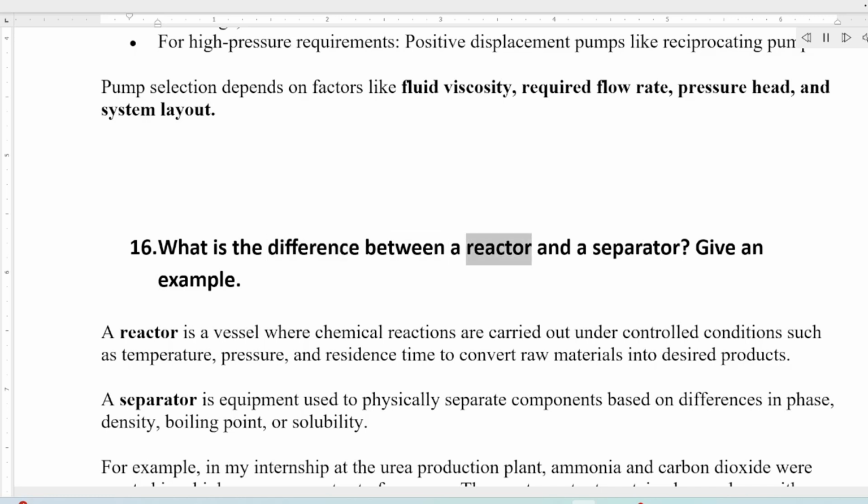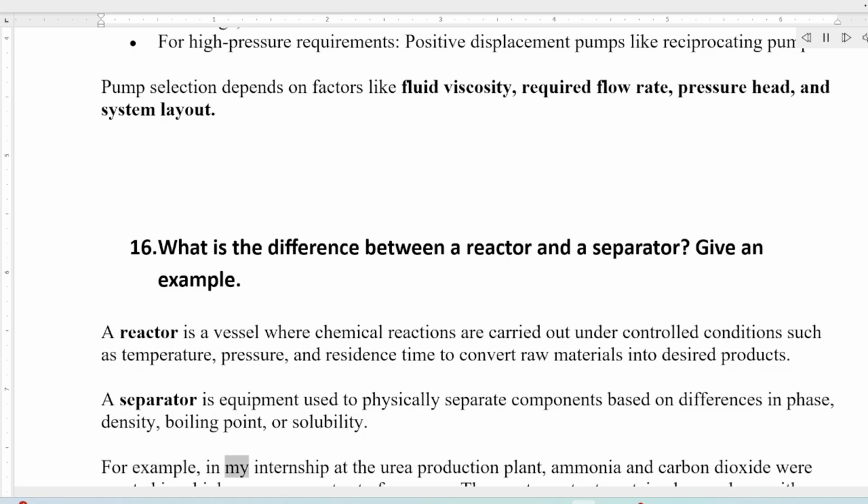What is the difference between a reactor and a separator? Give an example. A reactor is a vessel where chemical reactions are carried out under controlled conditions such as temperature, pressure, and residence time to convert raw materials into desired products. A separator is equipment used to physically separate components based on differences in phase, density, boiling point, or solubility.